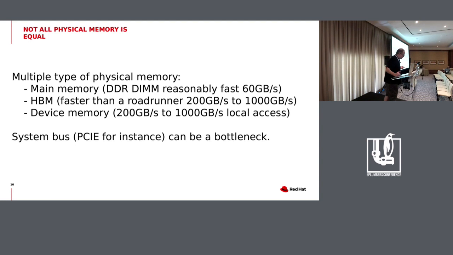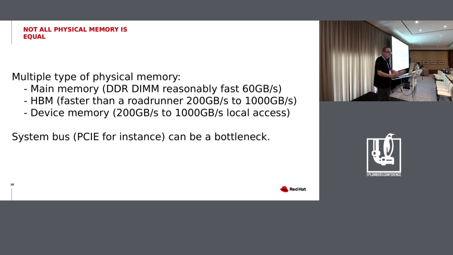But there is one other thing we have to take into account, is that nowadays we have multiple types of physical memory. You have your DDR DIMM that you used to have, your main system memory, it's fast enough, around 60 gigabytes per second, for instance. But you also see a new kind of memory popping up. On CPU, you can have HBM memory, which is really a fast memory. Depending on which CPU you're looking at, it's going to be between 200 gigabytes and 1 terabyte of bandwidth.